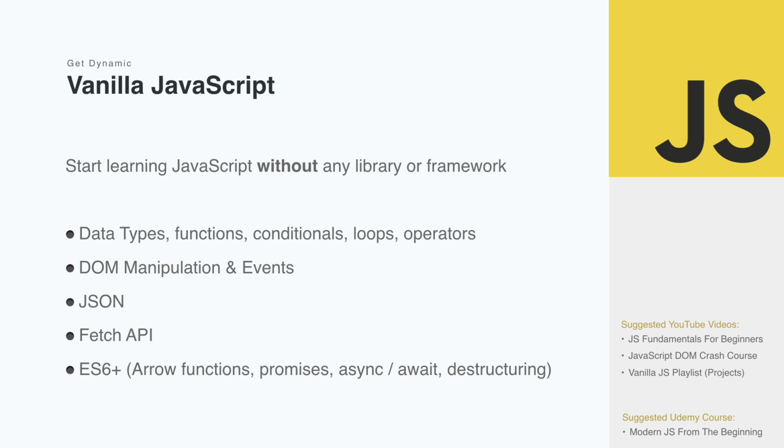And then ES6, which was an update to JavaScript that included a whole bunch of awesome stuff like arrow functions, promises, destructuring. Async await was a little later on, but still worth learning. And this is stuff you definitely want to learn if you're going to go into a framework like React or Vue or Angular, because this stuff is always used in those frameworks.